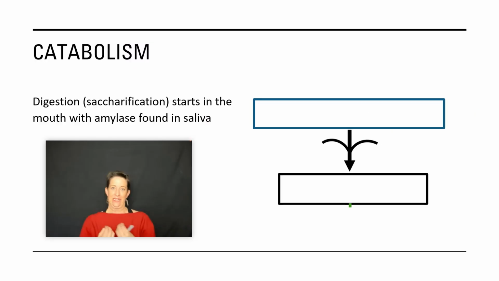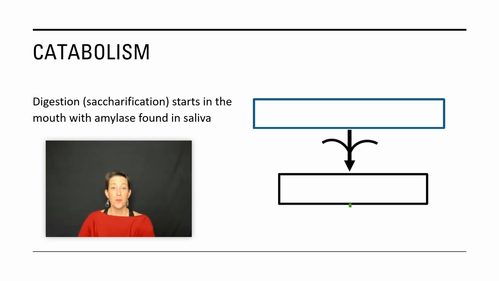As we eat, we start the process of digestion in our mouth, specifically for our carbohydrates. More specifically for our starches of our carbohydrates. So digestion, or the saccharification, the action of breaking down saccharides, starts in the mouth with the enzyme amylase that can be found in our saliva. So looking at our carbohydrates first.